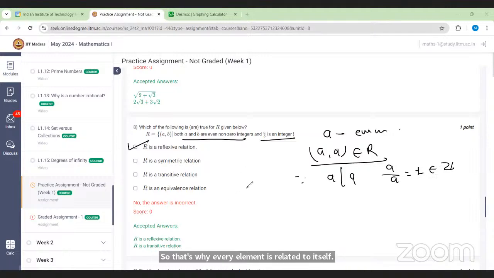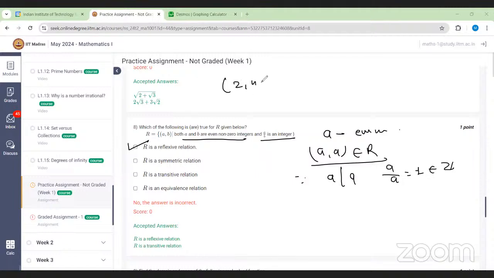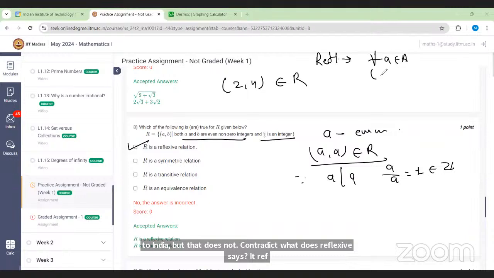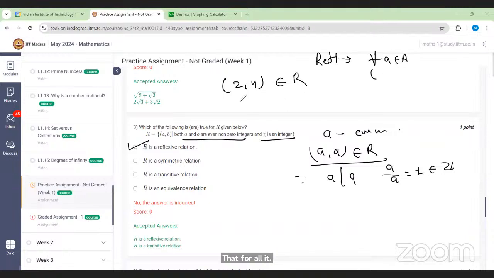But I thought A by B, so you can take 2 and 4. That is also possible. No? But reflexivity says every element should be related to itself. Yes, but any other pair is also there. Correct, 2 comma 4 also belongs here, but that does not contradict reflexivity. What does reflexive say? It says 2 comma 2, 4 comma 4 should be there. 2 comma 2 is there, 4 comma 4 is there, right?